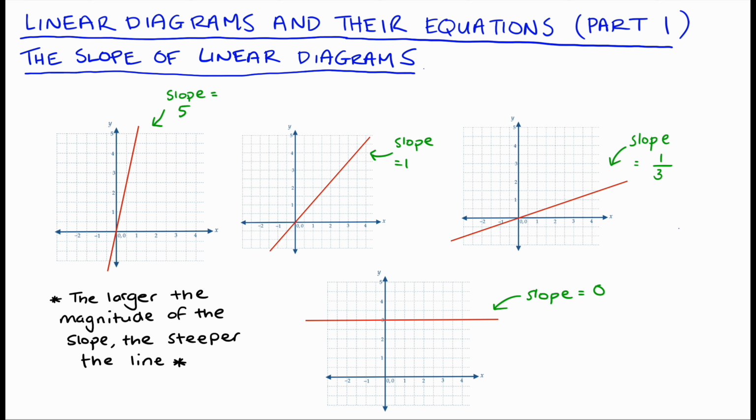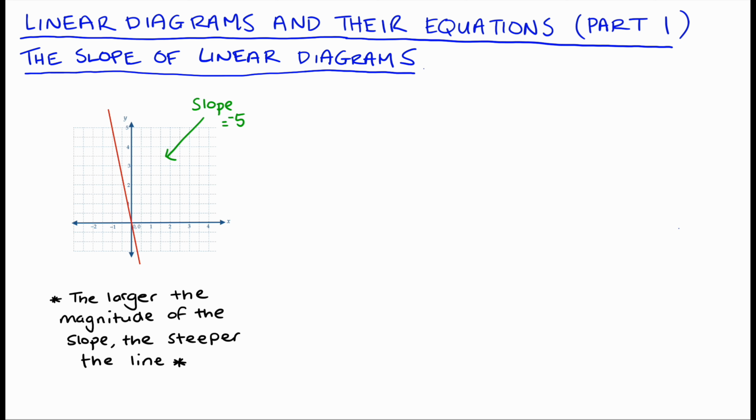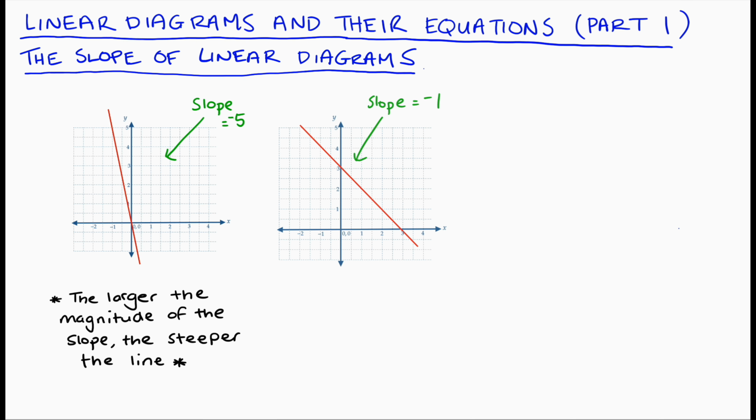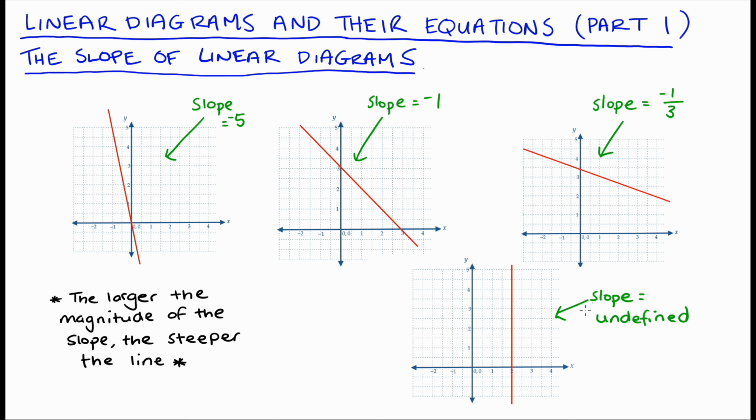Now, this works with negative slopes as well. So here is a slope of negative 5. It's pretty steep in comparison to negative 1 and negative a third. So our line is getting flatter as the slope is getting smaller in magnitude, or we might say in absolute value. Now, if we have a perfectly vertical line, we would say that the slope is undefined. Remember, the slope is equal to rise over run, so changing y over changing x. But if we only have a vertical line, then x isn't changing, so the change in x is 0, and we can't divide by 0, so it comes out as undefined.